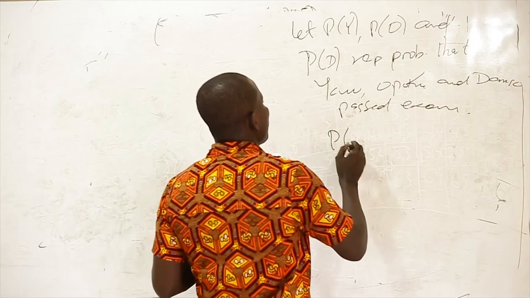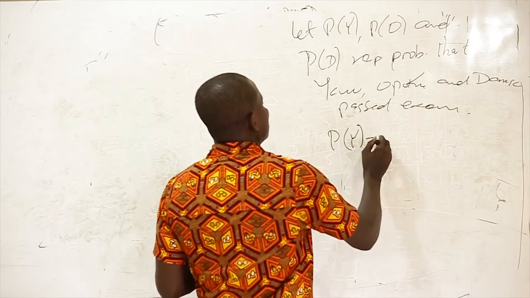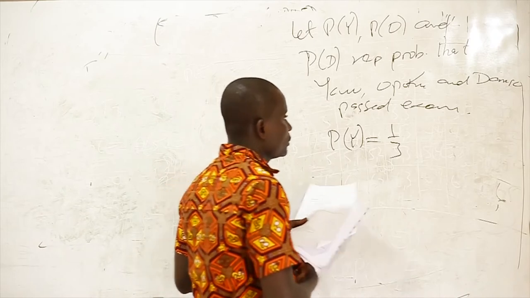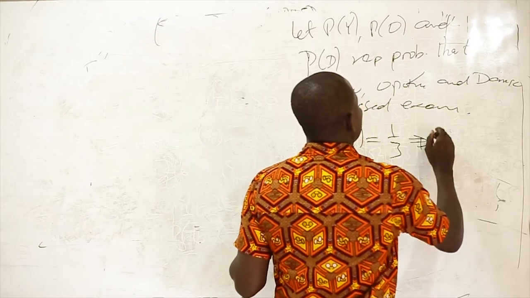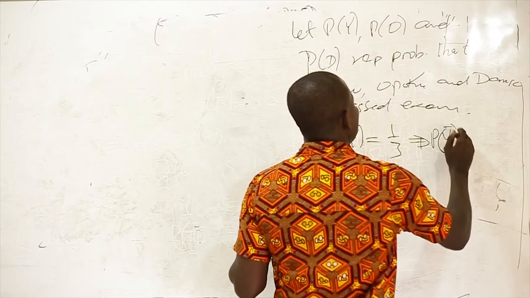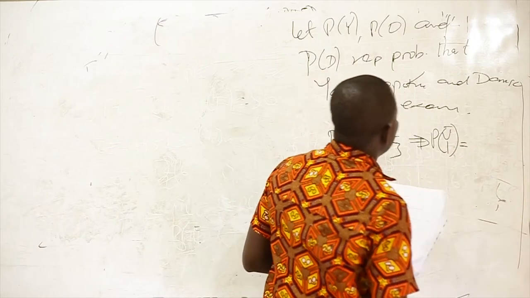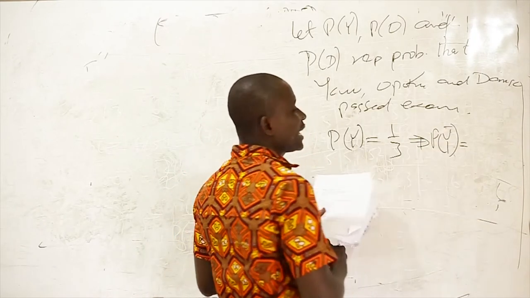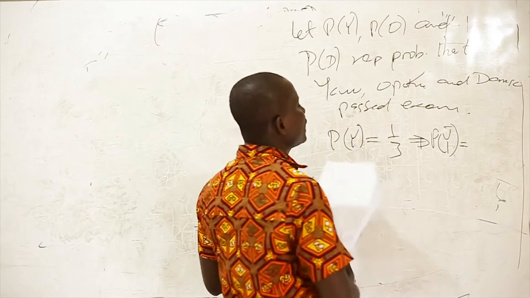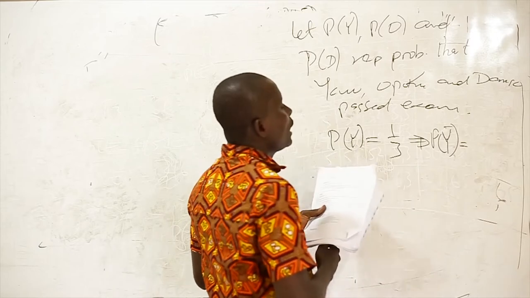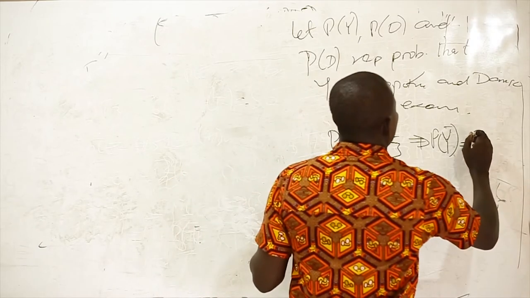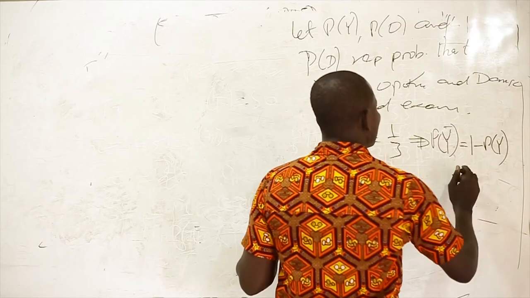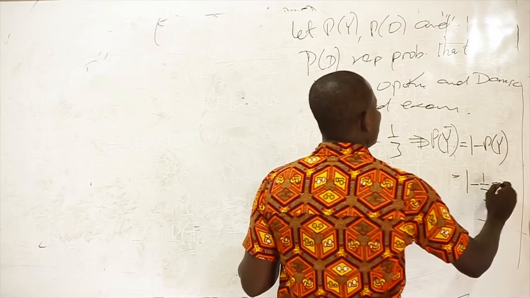Now look at what I'm going to do. So you say that PY is equal to 1 over 3, right? Which implies that PY bar. PY means probability that Yao passes. So PY bar means probability that Yao does not pass. The moment you see the bar on top of the letter, it means he does not pass. PY bar is 1 minus PY, which is equal to 1 minus 1 over 3, and that will be 2 over 3.